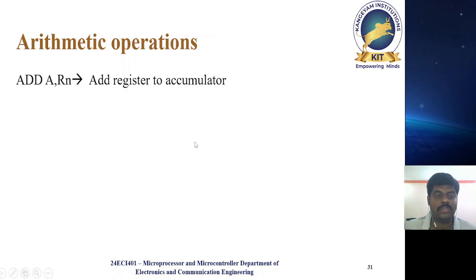Okay. So the first instruction we are going to see is ADD A comma Rn. From all previous videos and instructions, we know that Rn represents a register. A means accumulator. So ADD here represents addition of the A register value plus this general purpose register value, and the result will be stored in the A register.